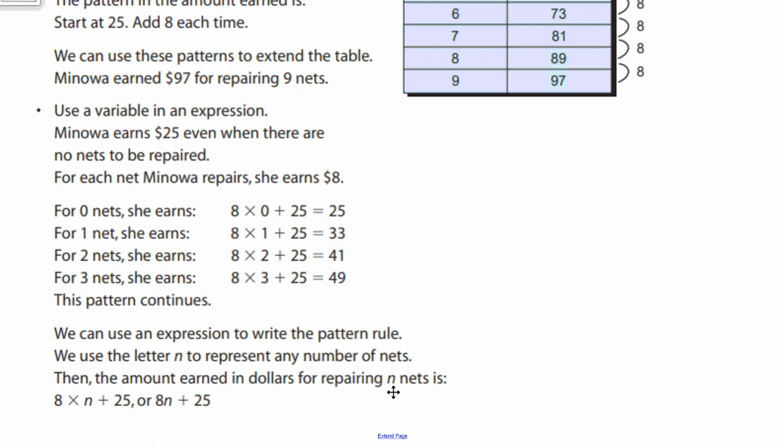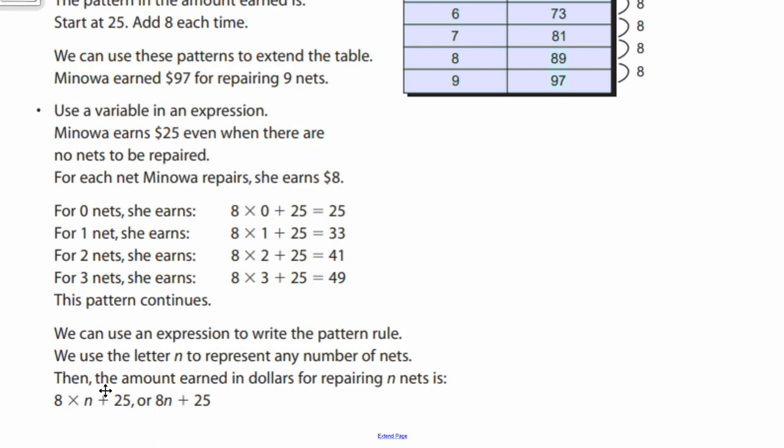Now when we choose variables, we often try and pick a letter that matches something similar to what we're talking about. So if we're talking about dogs, we might use the letter D. Nets, we would use the letter N, but it actually doesn't really matter which one we use when we do this. So the expression that I would use is 8n plus 25, or 8 times n plus 25.